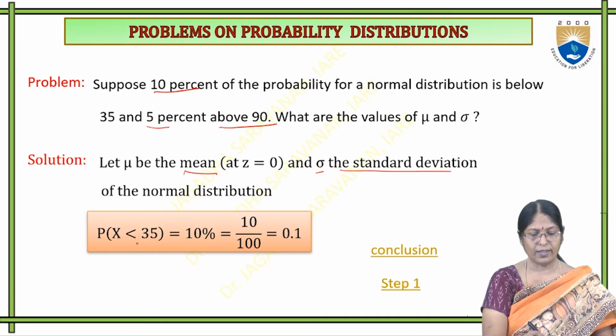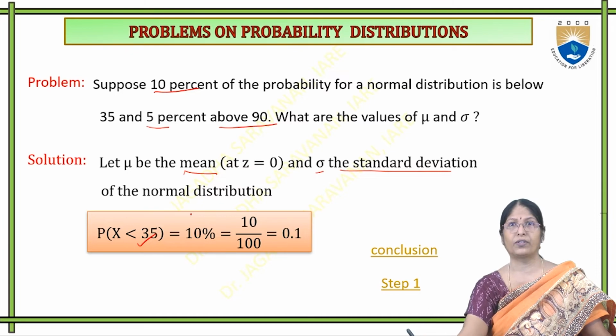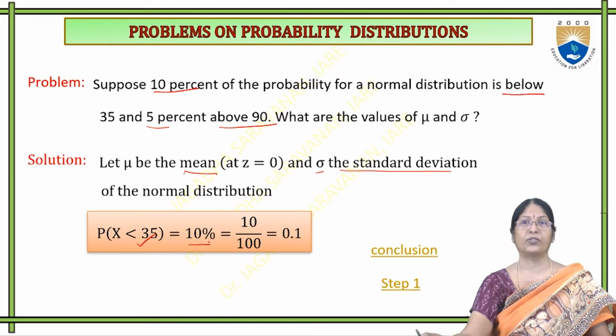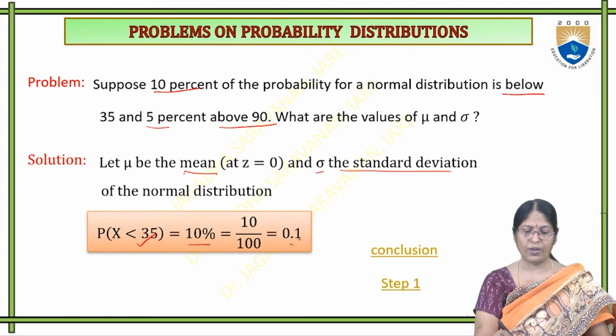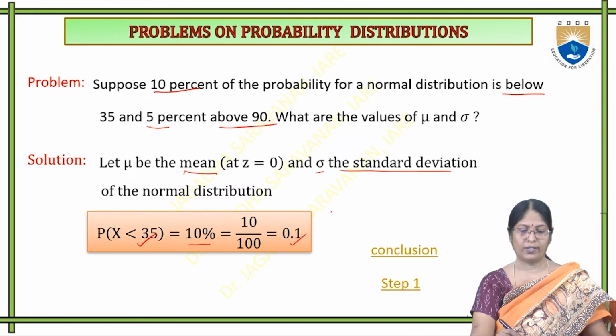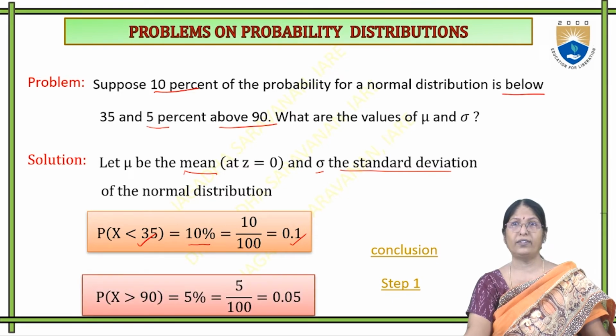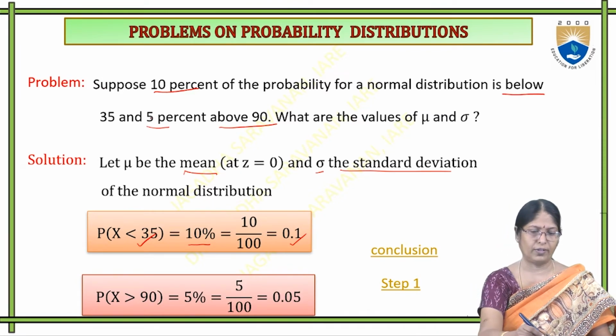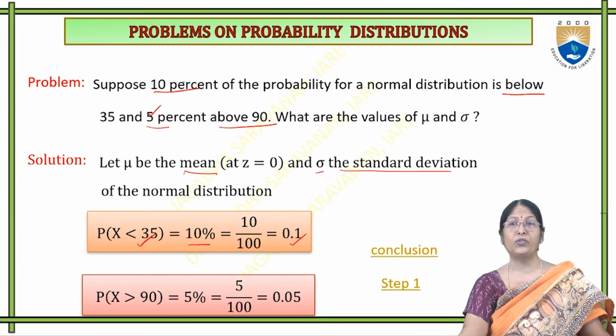So x is less than 35. That is a condition given in the question. Below 35 is 10%. Decimally, we have written 0.1, that is 10 by 100. Next is above 90. What are the conditions given first? We can finish our job. 5%, yes, it is given. Decimal is 0.05, 5 by 100.